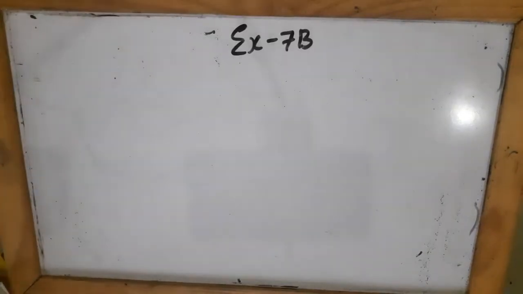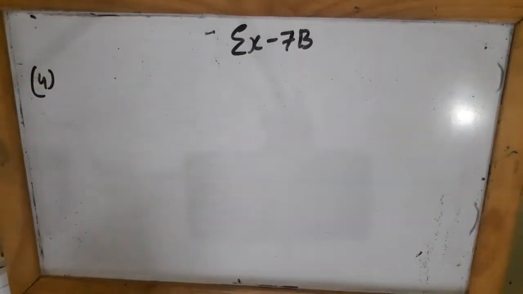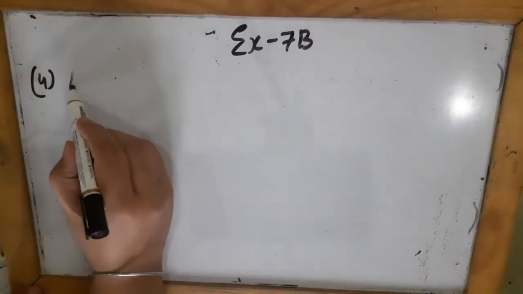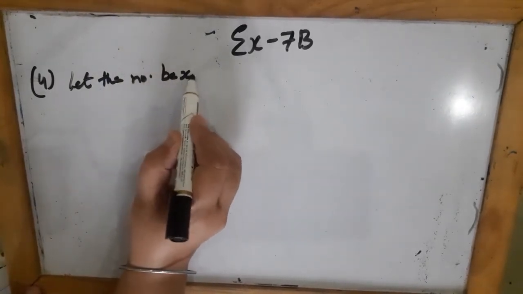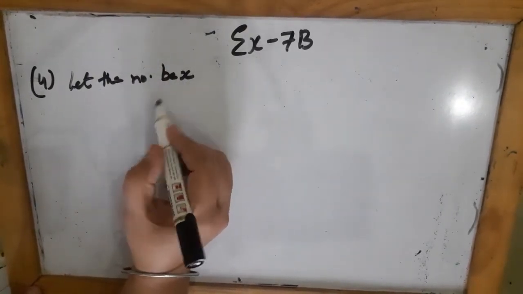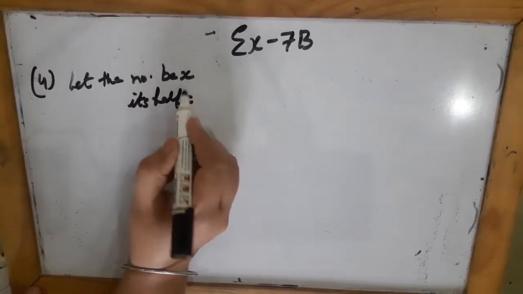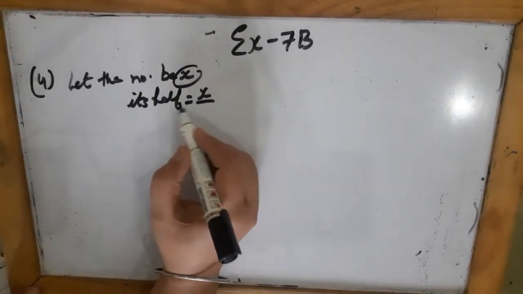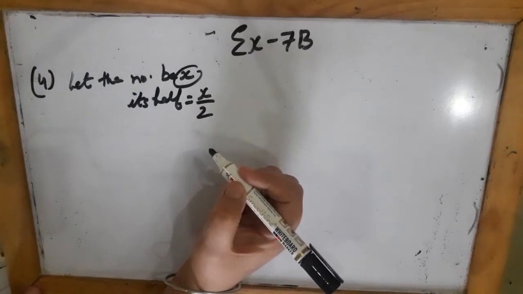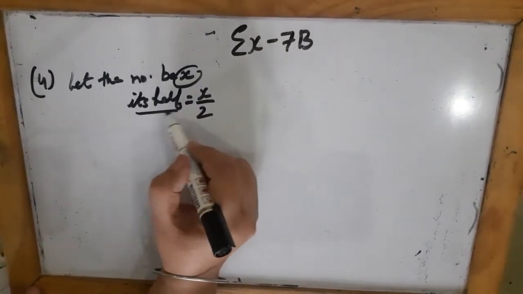Now we will come to the fourth question. They are saying a number when added to its half. They are asking you to find the number, so I will say let the number be x. Its half means उसका आधा. When we divide the number by 2 we get the half, so x upon 2 will be its half.